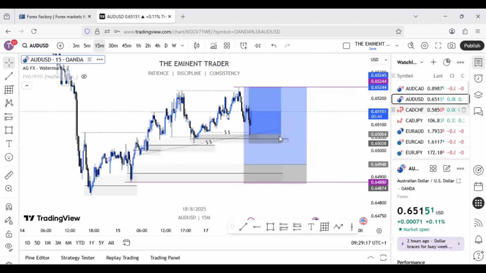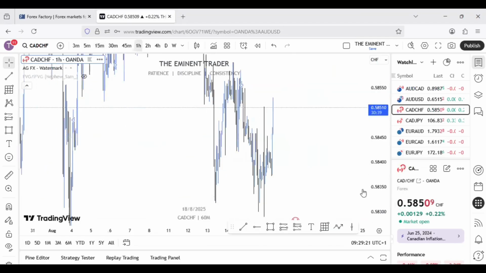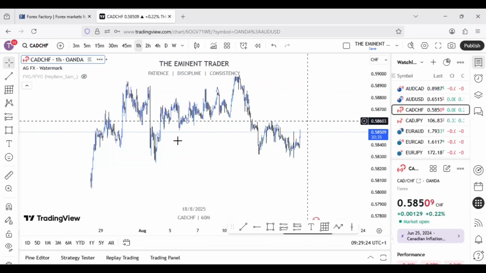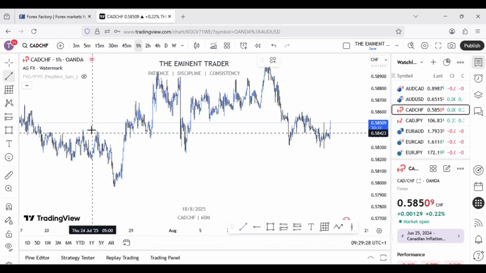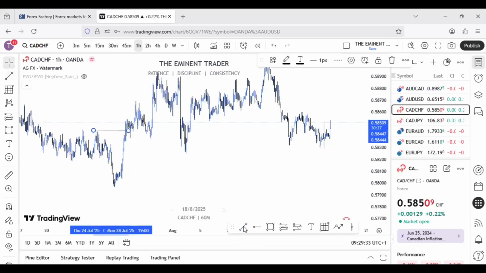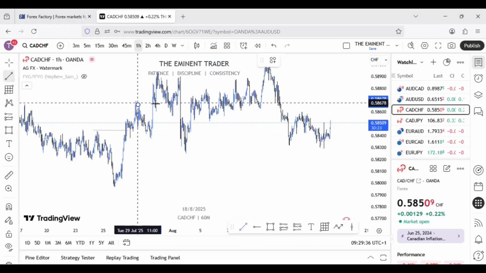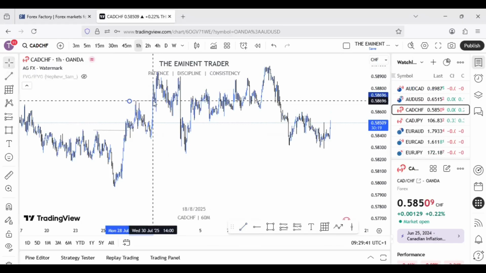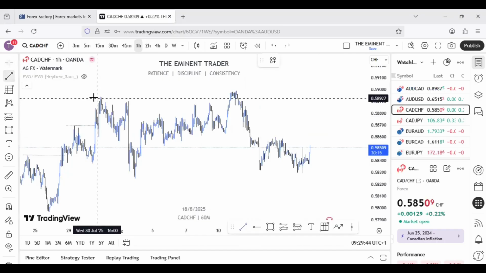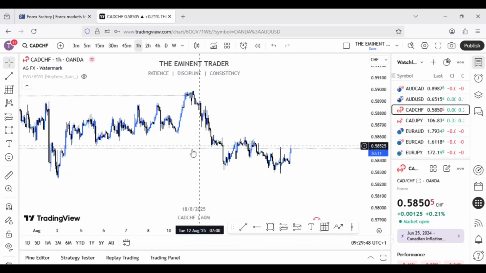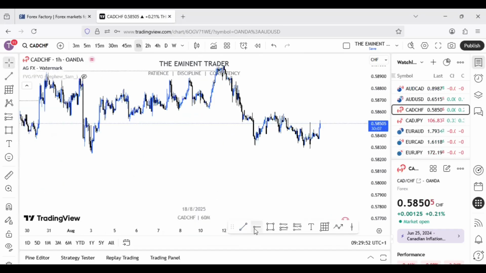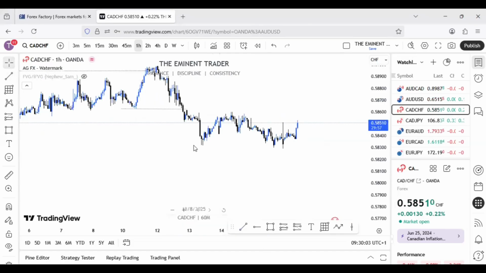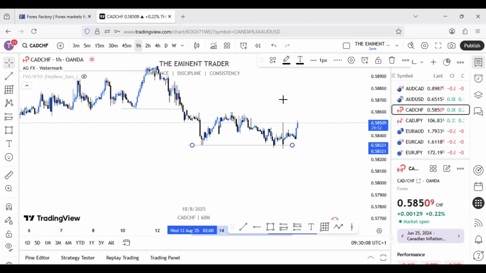So let's go to CAD CHF. Like I said, always mark out your structure on the 1 hour so you know what you are looking for. You have this bullish reconstruction. You have another break of structure. Then we have our shifts. So this only sweeps liquidity. It did not shift. It did not break structure.